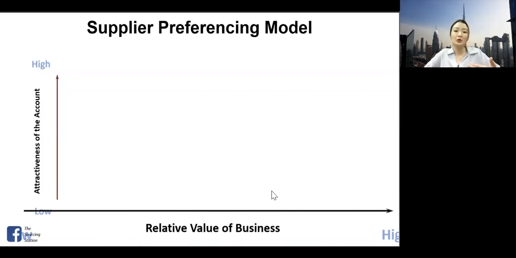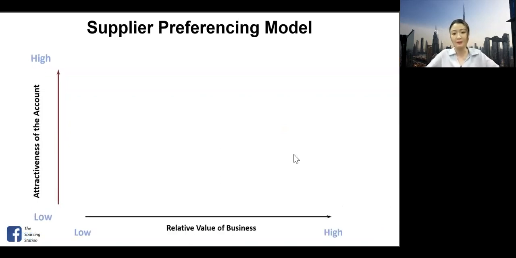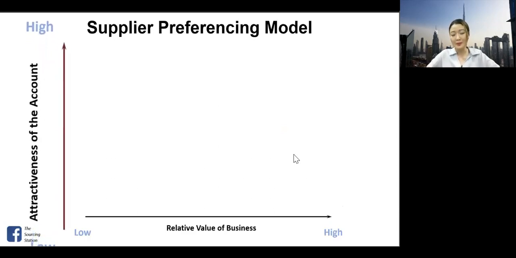But say your business to them is about $100,000 as compared to their revenue of $500,000. That makes up 20%, which means you would have a high value of business to them. That is pretty straightforward. Then, attractiveness of the account.